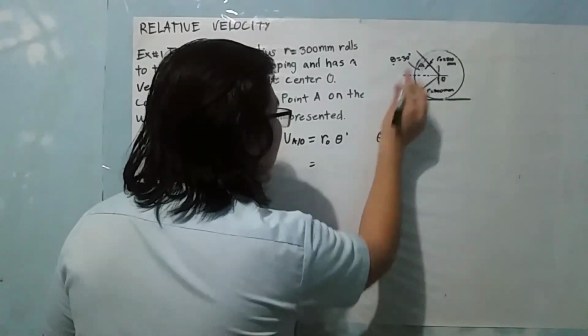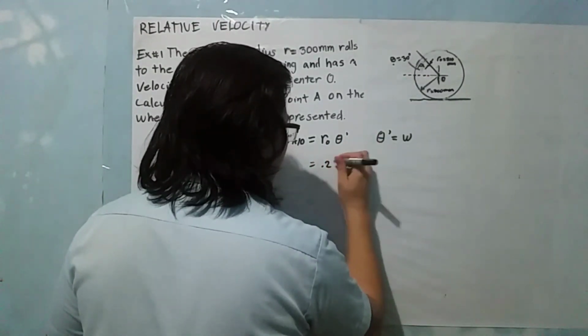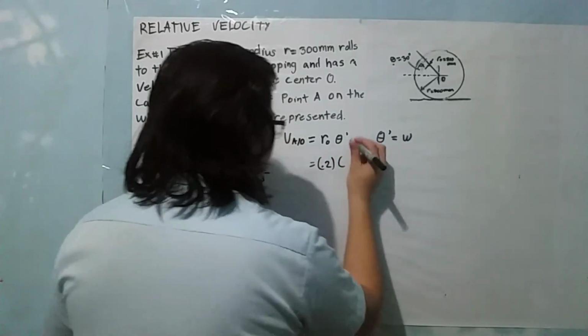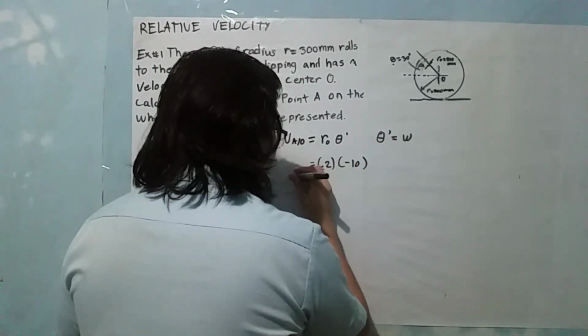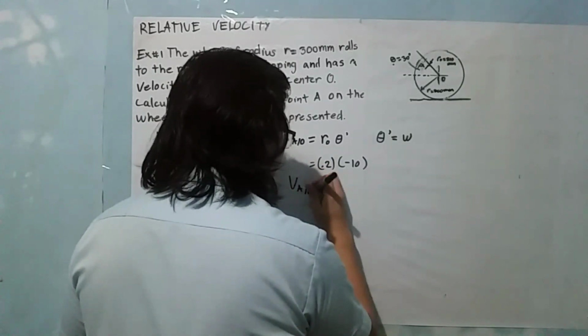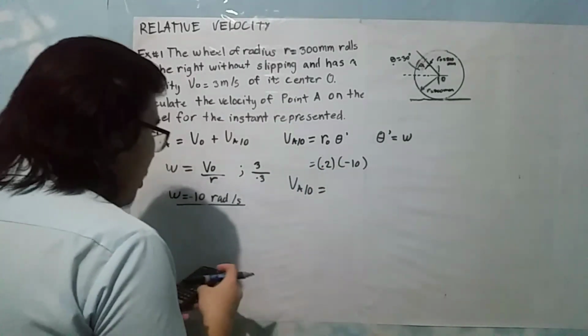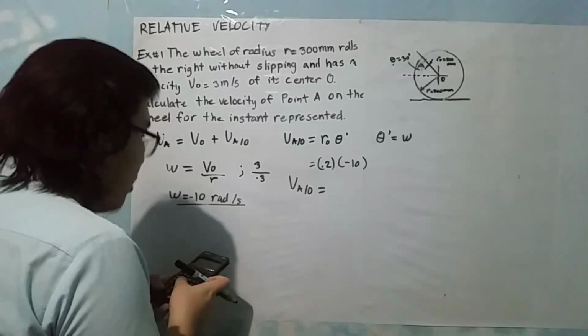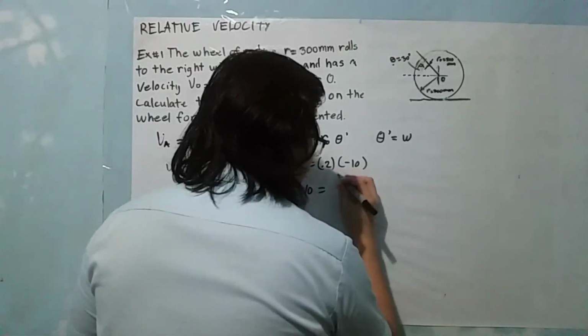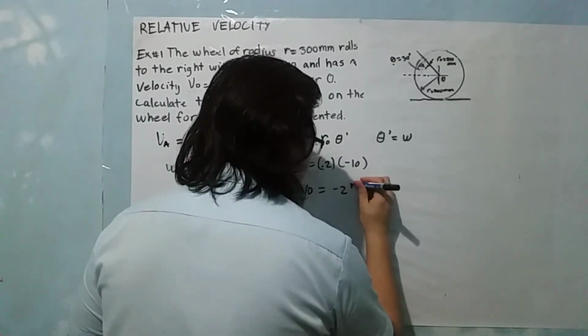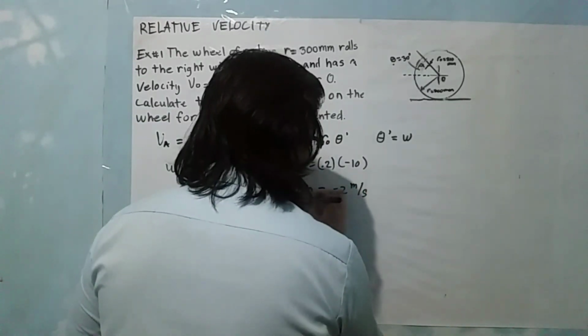So 0.2 multiplied by negative 10. Therefore v of a and o is equal to negative 2 meters per second.